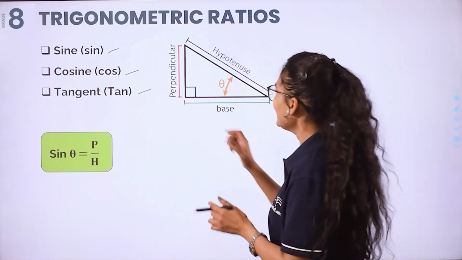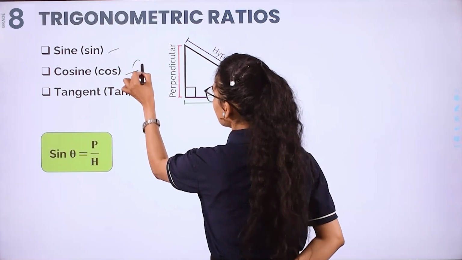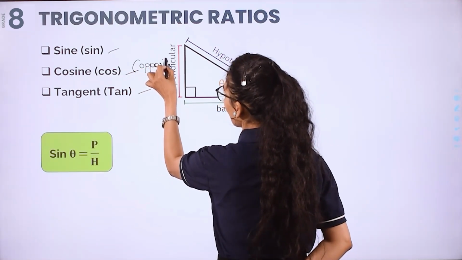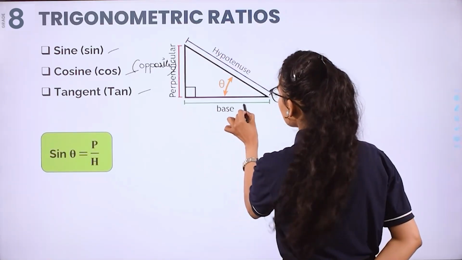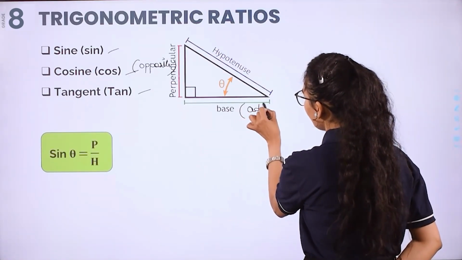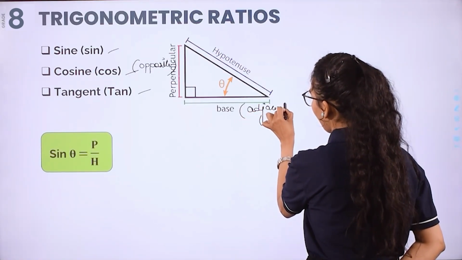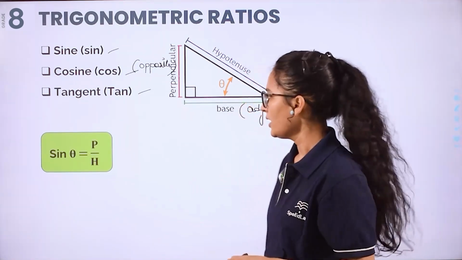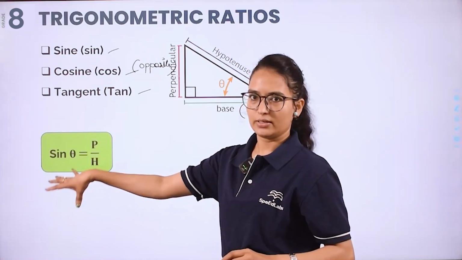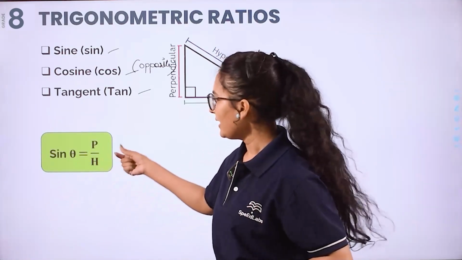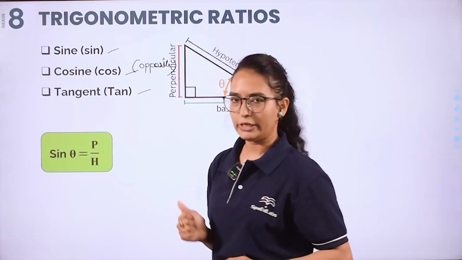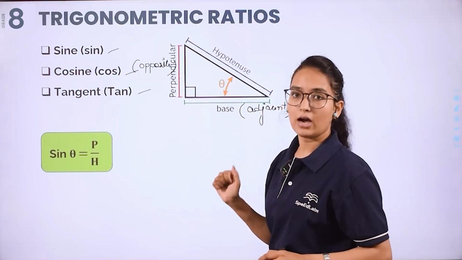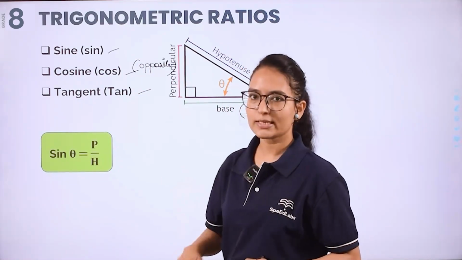Okay, for reference I am writing this perpendicular side. This is also called your opposite side because it is opposite to your angle of reference, and this is called your adjacent side because it is adjacent to theta or angle of reference. Okay, and hypotenuse is hypotenuse only, 90 degrees opposite. Okay, the first definition is of sine theta, that is your perpendicular upon hypotenuse. Okay, or you can say opposite divided by hypotenuse, because perpendicular is the opposite side, right?